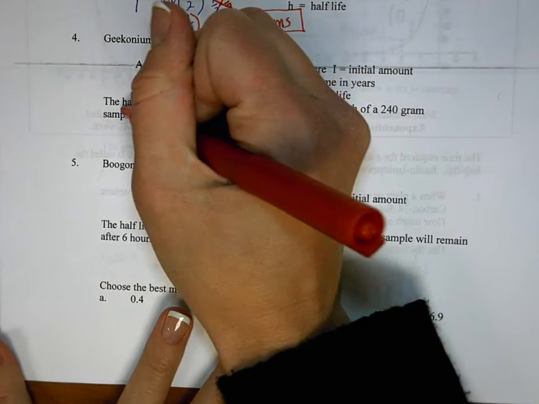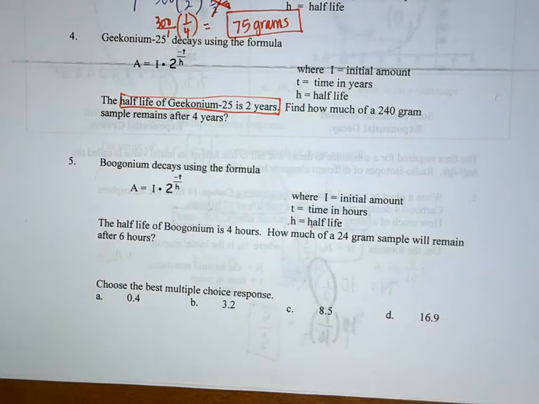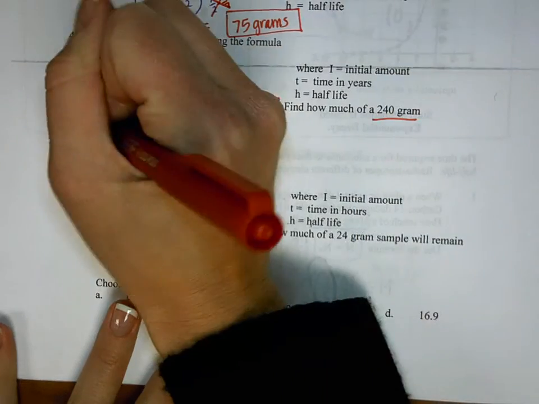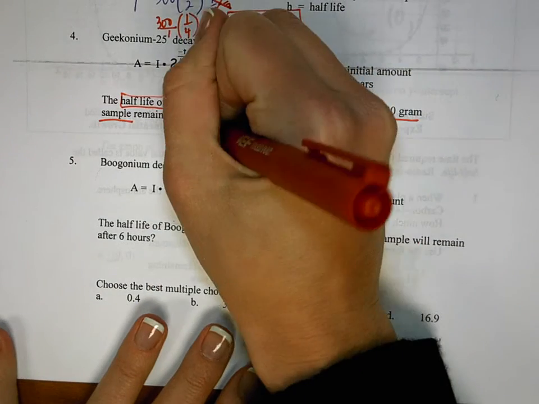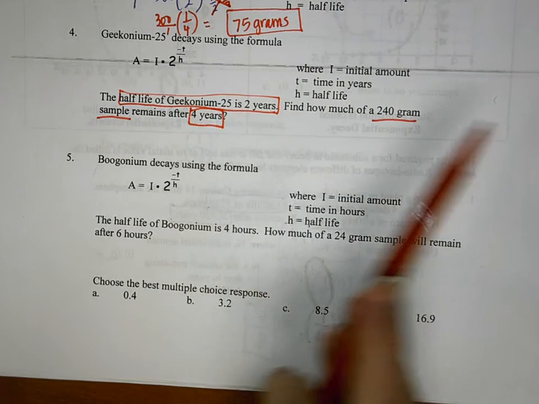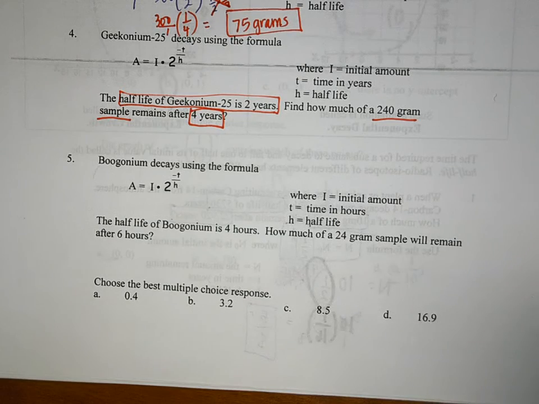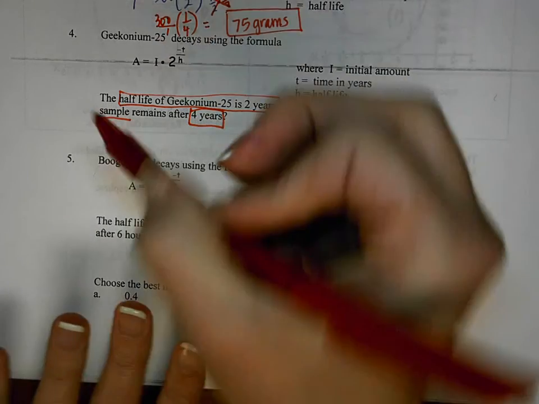The half-life of Geekonium 25 is 2 years. Okay, so it's telling you half-life is 2 years. Find out how much of a 240-gram sample remains after 4 years. Now let's double check that time matches. So this says time in years, this says years, we're good. Okay? So here's my equation.